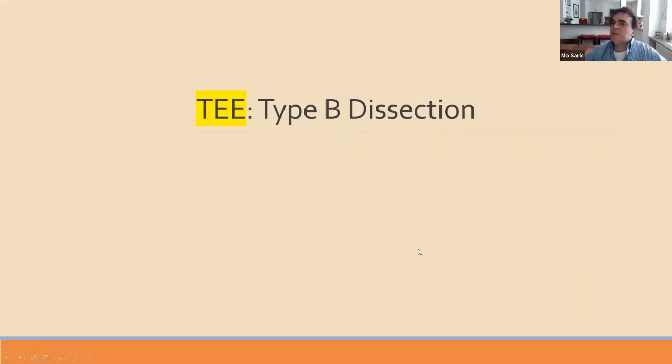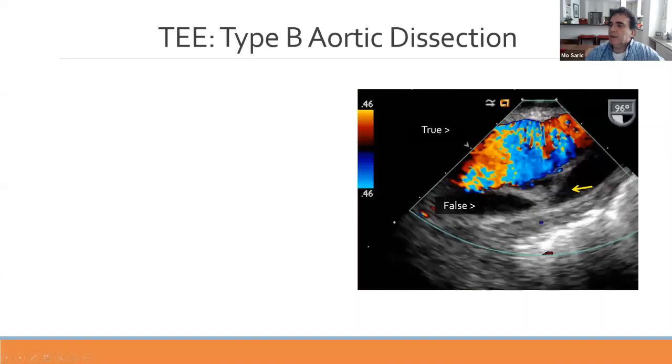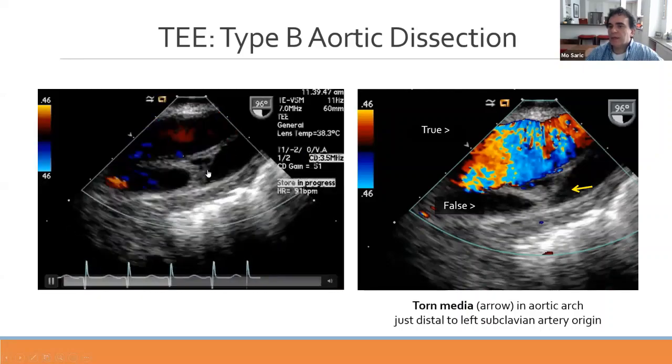How about TEE with type B dissections? Again, this is the origin just distal to the subclavian. This is a tear inside the media, creating the false lumen, and the true lumen is on the top. So again, see the true lumen on the top and a torn media creating an intimomedial dissection flap.